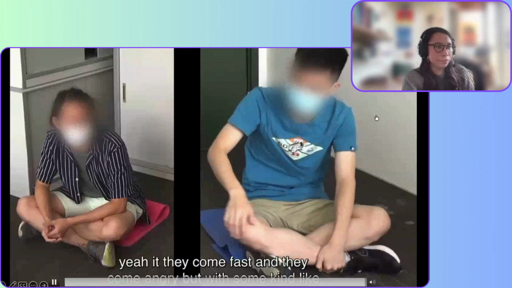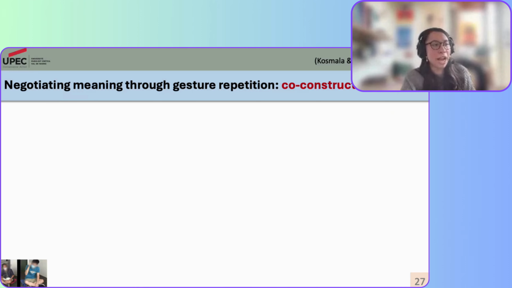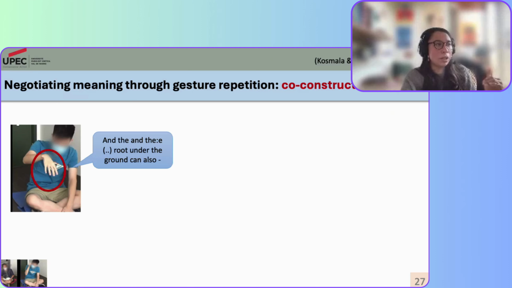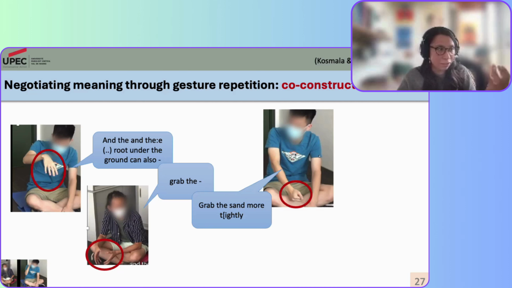"They come fast and they come angry." And so you see how it's not just about repeating gestures, it's also about co-constructing speech together. Because what happens is that first, speaker one says, "well, the root under the ground can also," and then he's interrupted by speaker two, who offers what we call an embodied completion. So it's the completion of speech and gesture, right? So completing the idea of the root can also grab, and so you see again this representational gesture associated with the action of grabbing, and then he repeats grabbing both in his speech and his gesture more tightly.